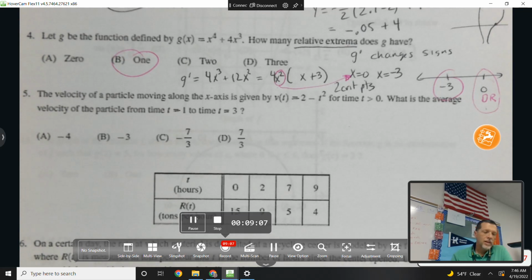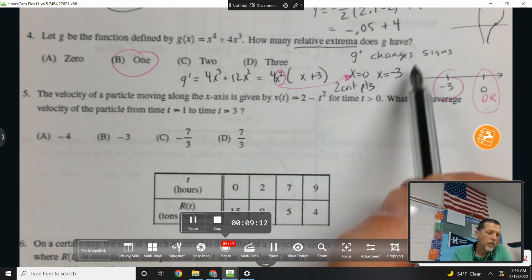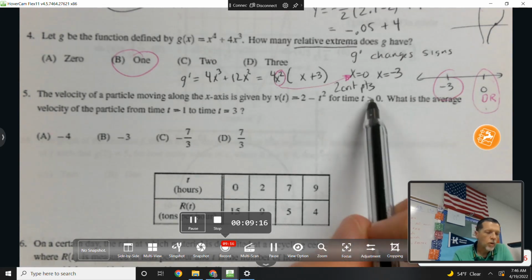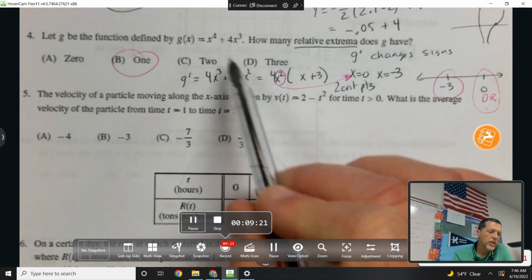So again, almost all of you got the calculus right. It's just that last little bit of making that algebra connection, or you stopped short of taking the last step. You saw that there were 2 critical points and just circled 2.